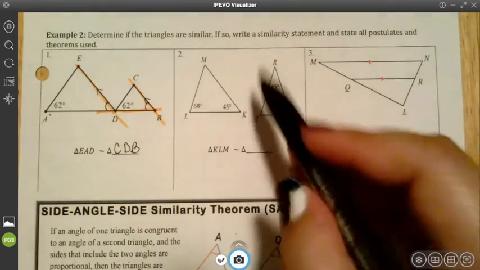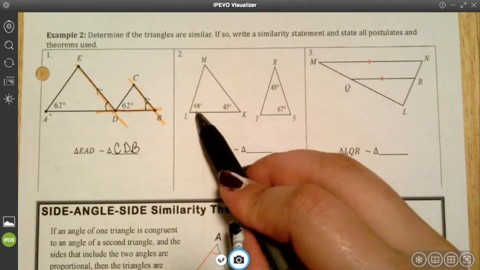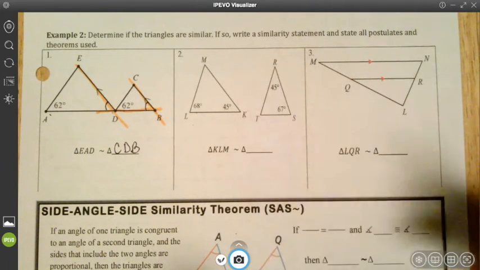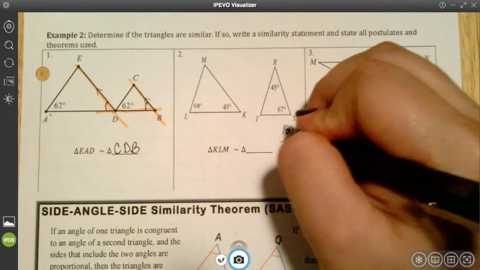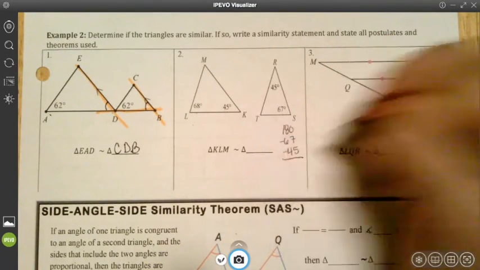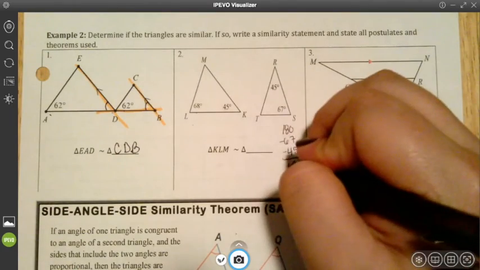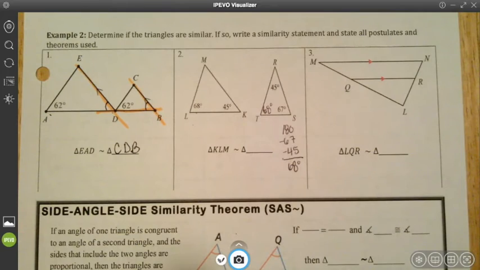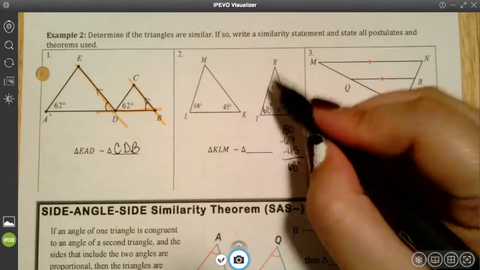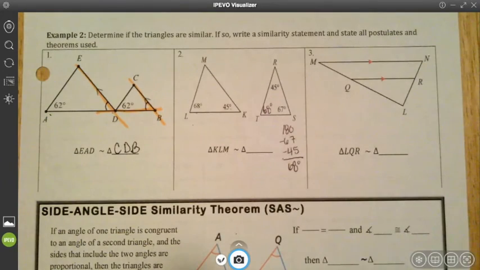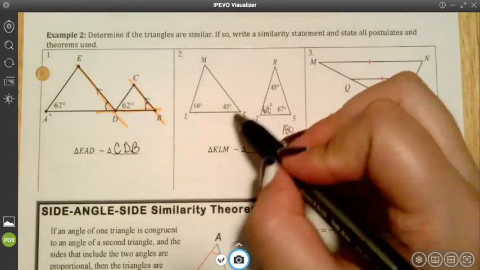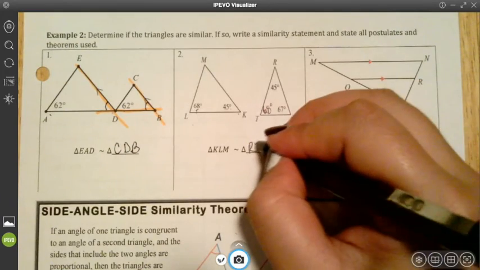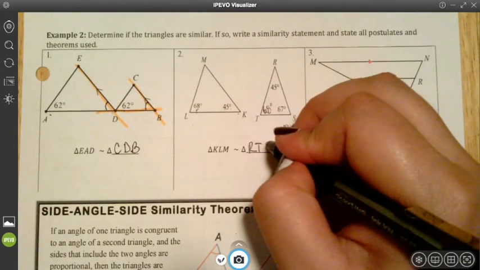For this next one, we have the 45 angles match. 68 and 67 do not match, but we still need to check. Maybe T is 68. So we do 180 minus 67 minus 45, and that gives us 68 degrees. So remember, as soon as you have two angles, you can always find the third. And now I do see that these angles are congruent to each other. So K with R, L with T, and M with S.